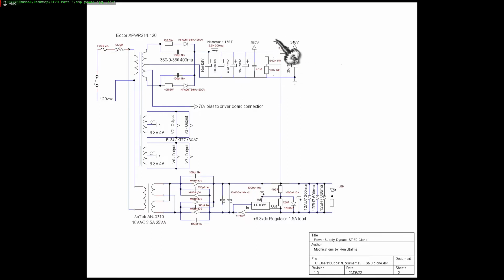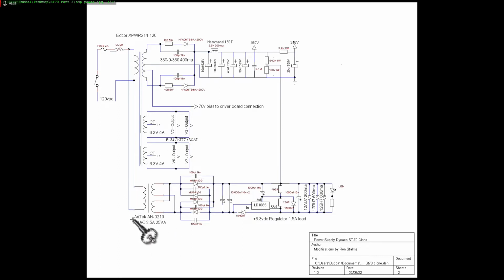I think if you're using an original Dynaco, because of the power transformer, I think they're 2K or something. I'm not sure what the spec is there. But the 70 volt bias goes to the bias connection on the driver board. The 6.3 volt is for the output tubes.